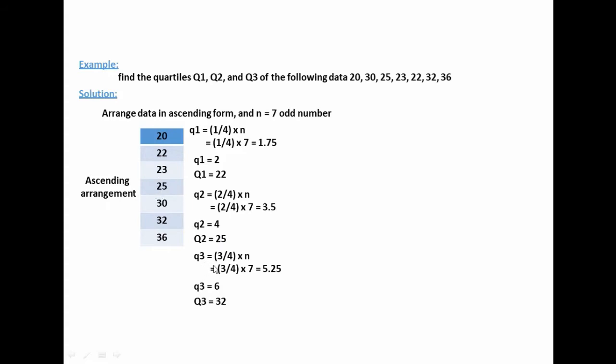Now Q3. 3 by 4 multiplied by n. 3 by 4 multiplied by 7 is equal to 5.25, and 5.25 is approximately equal to 6. So the position of the third quartile is 6, and at the 6th position, 1, 2, 3, 4, 5, 6, we obtain 32. So this is the quartile 3 value, 32.